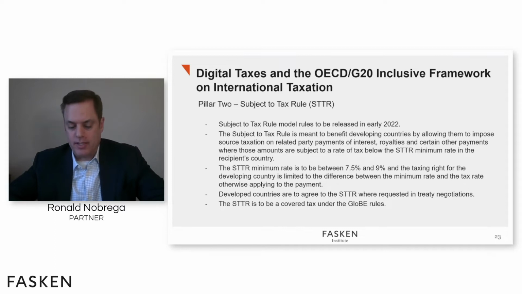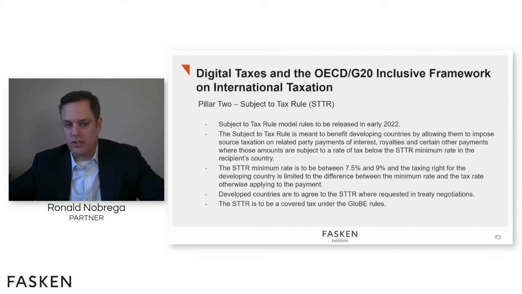So what this is, and there should be a report coming out in the next few months on it, is a treaty-based rule, and it is meant to benefit developing countries by allowing them to tax certain payments such as royalties, interest, and other cross-border amounts, where they would ultimately be taxed in the recipient jurisdiction at a rate lower than a substantive tax rule minimum rate, and that minimum rate is to be set at something between 7.5% and 9%.